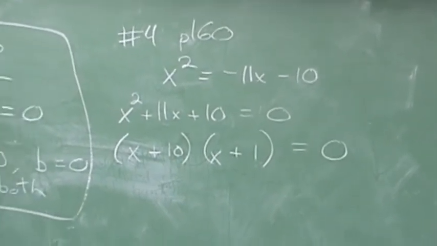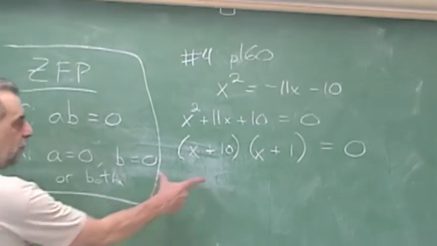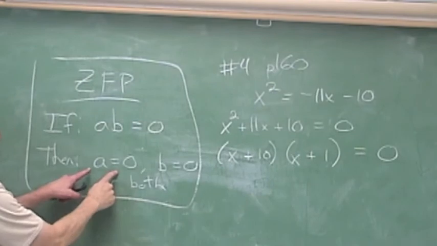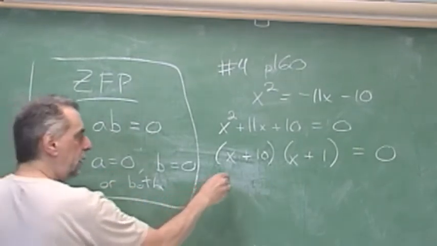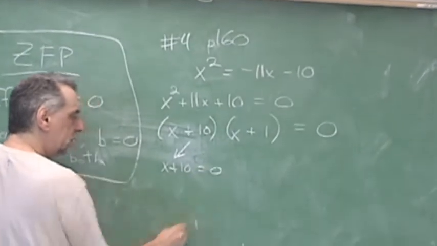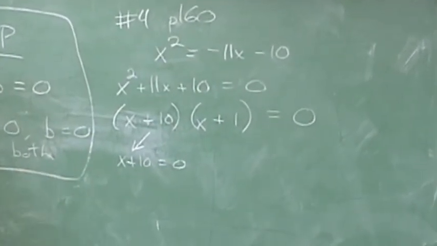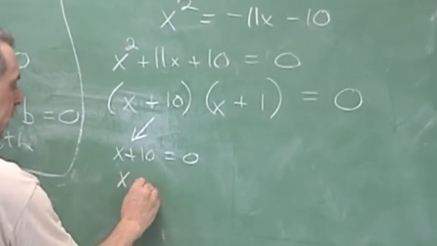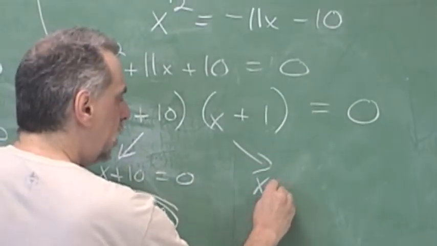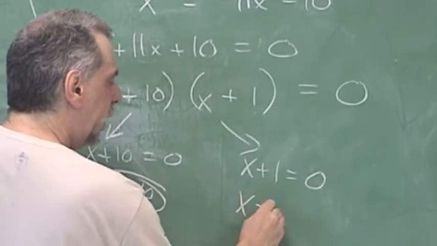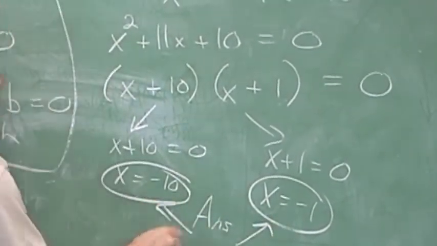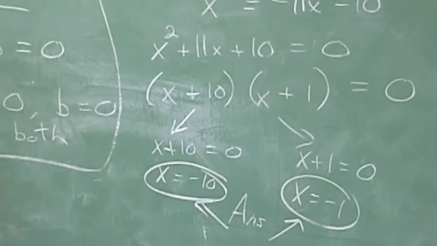Now we have the if statement of the zero factor property. We have one factor times the second factor equaling 0. So now we can go to the conclusion and say, when this factor equals 0, we get one solution. So we solve that pretty simple linear equation. We get negative 10. And then we solve this equation for 0, and we get another answer. So in this case, we get two possible answers. Both of them will work.